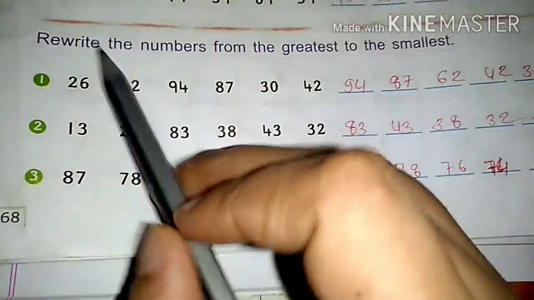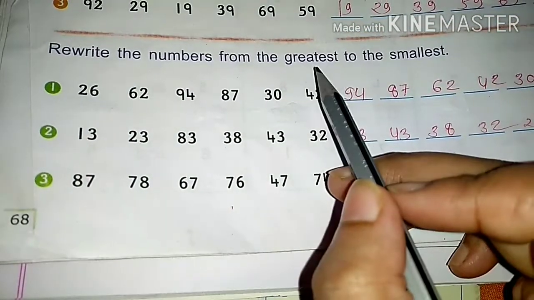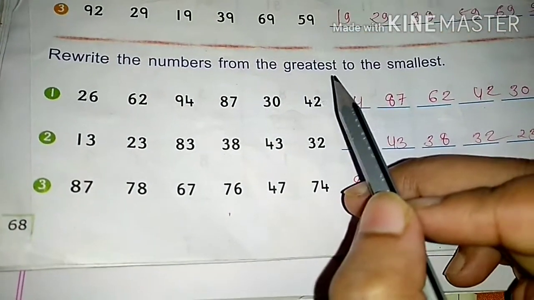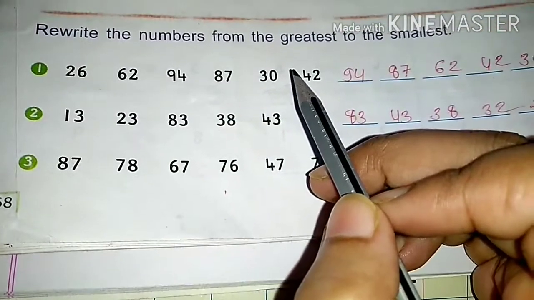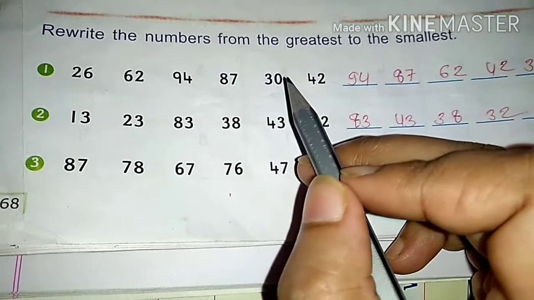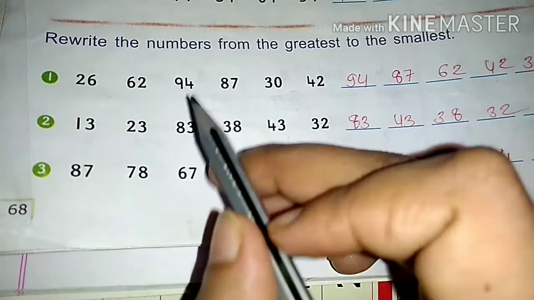Now the next question is rewrite the numbers from the greatest to the smallest. Greatest to smallest means अब क्या करना है? बड़े से छोटा number. Okay, decreasing order or descending order. We have to arrange these numbers in decreasing order. बड़े से छोटा.